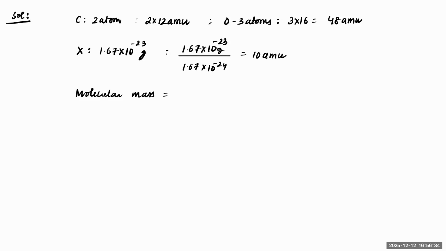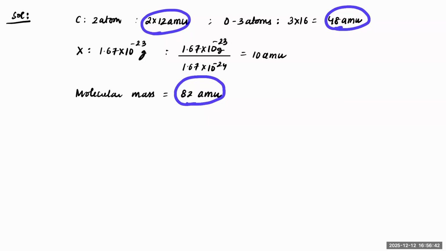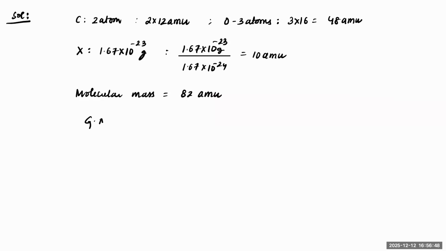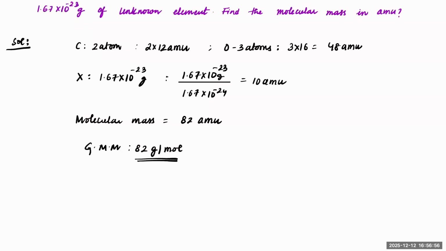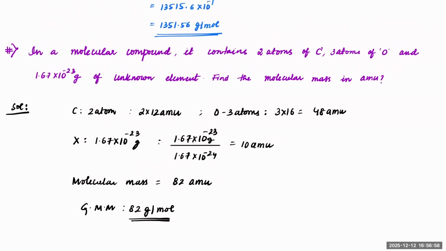So that makes the molecular mass 82 AMU, correct? Which is 24 plus 48 plus 10, so that makes it 82. If I ask you what is the gram molecular mass, in that case, it will be 82 gram per mole. That should be the value. I hope this makes sense.